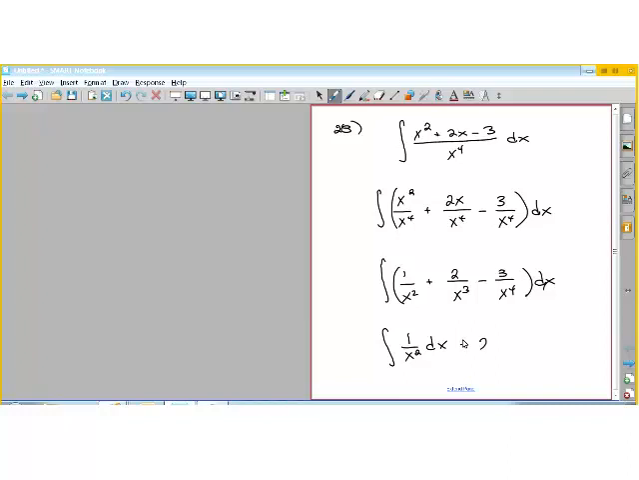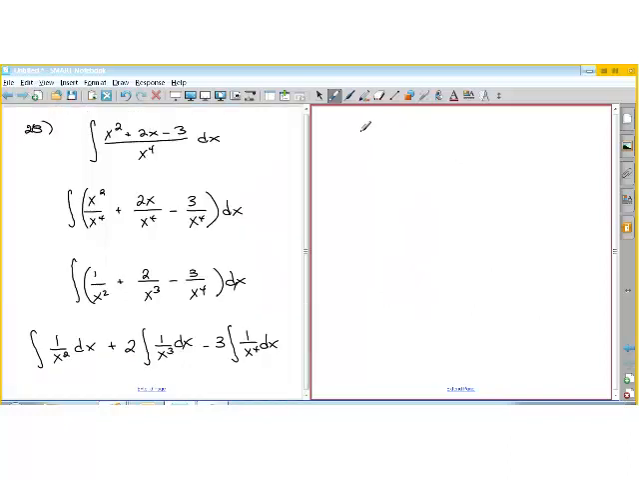Now I'm going to go ahead and factor out the constants right now, so let's save one step. And same here, negative 3 times the integral of 1 over x to the fourth dx. Now each one of these has to be rewritten in terms of negative exponents. So we get x to the minus 2 dx plus 2 times the integral of x to the minus 3 dx minus 3 times the integral of x to the negative 4 dx. So those are the three terms we have.